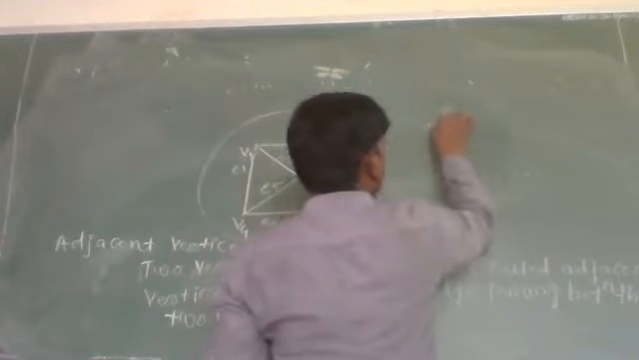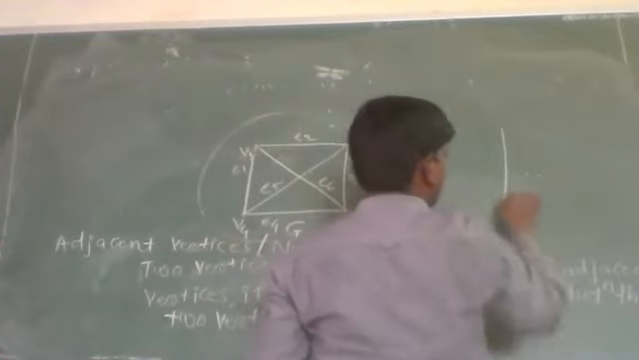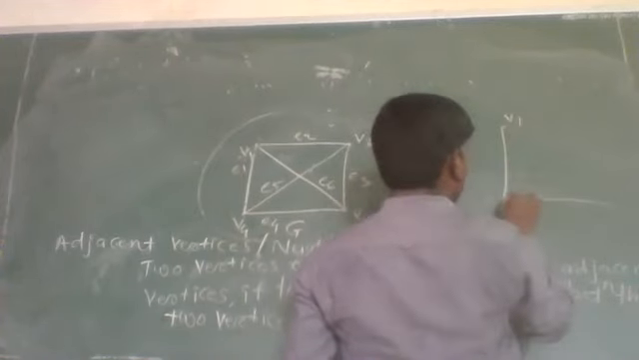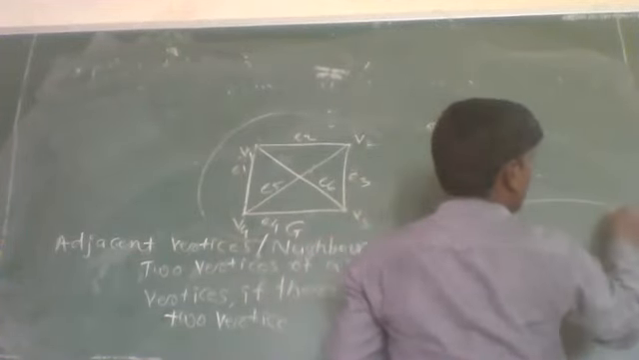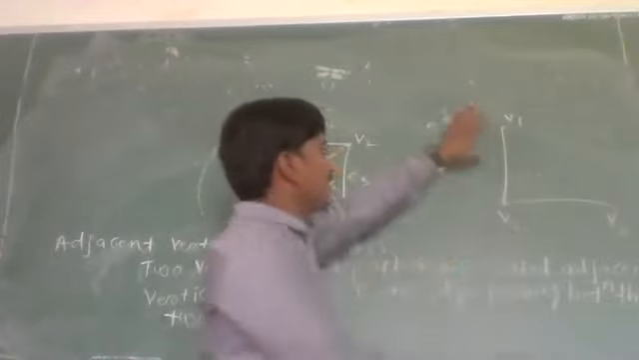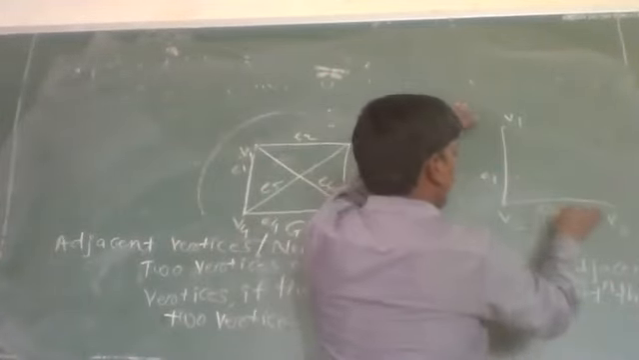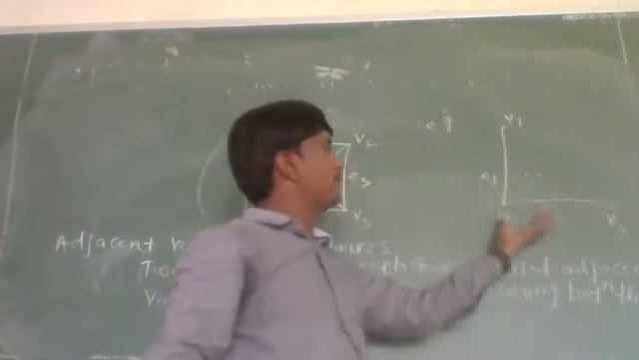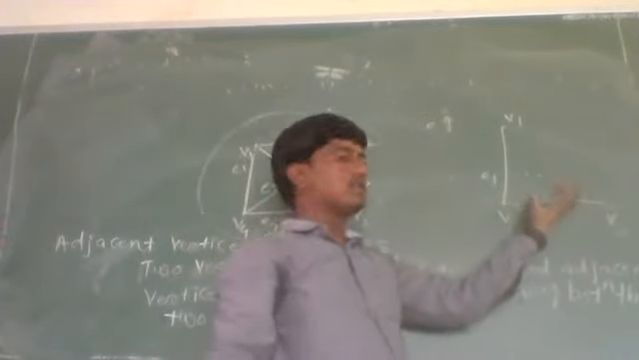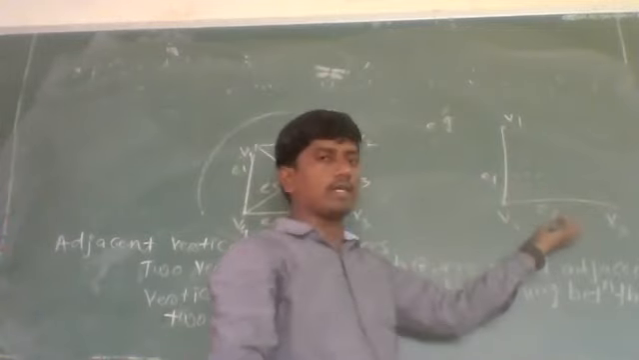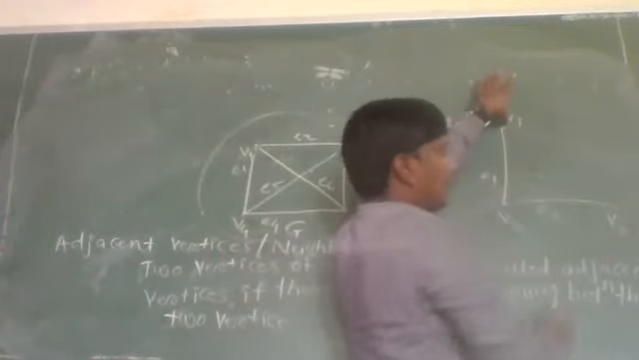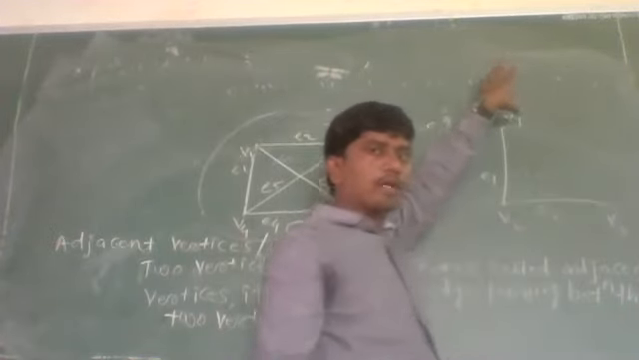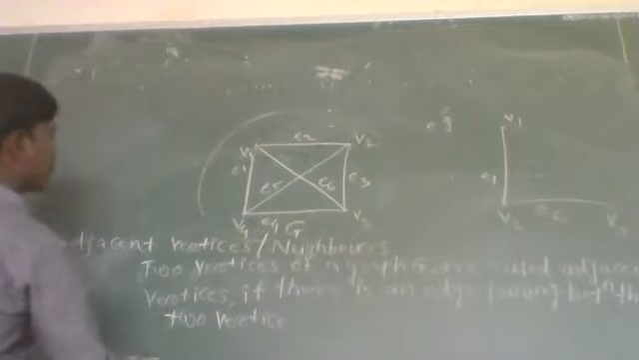Let us see another graph G with vertices V1, V2, and V3. Here, V1 and V2 are adjacent vertices since there is an edge joining between these two vertices. Similarly, V2 and V3 are adjacent vertices since there is an edge joining between these two vertices. But V1 and V3 are not adjacent because there is no edge between these two vertices.